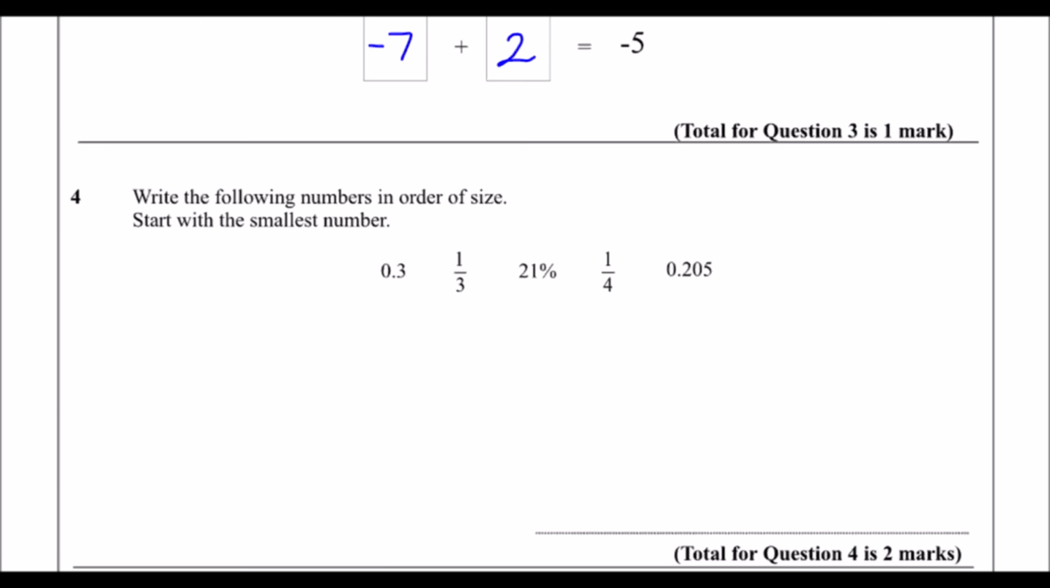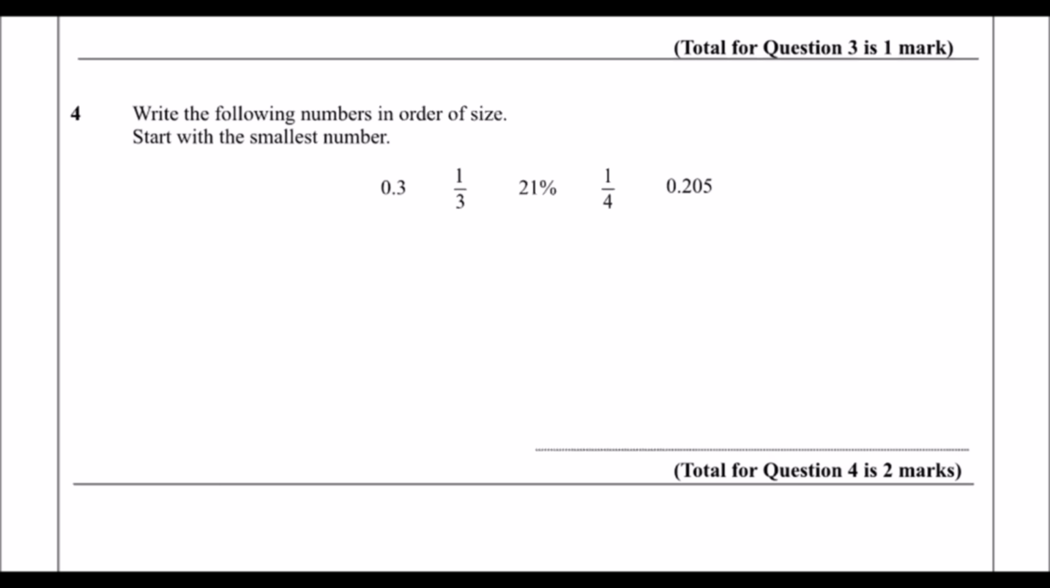Question 4. Write the following numbers in order of size. Start with the smallest number. So we've got fractions, decimals, and percentages here. So we're going to make them all the same before we can compare them. If I make them all into decimals or all into percentages, that will be easiest. So I'll choose percentages. So to make a number into a percentage, we can times it by 100.